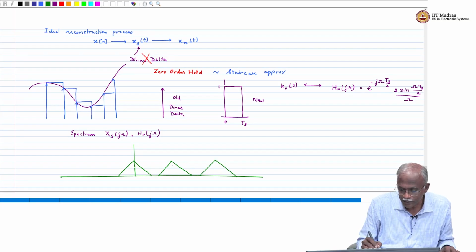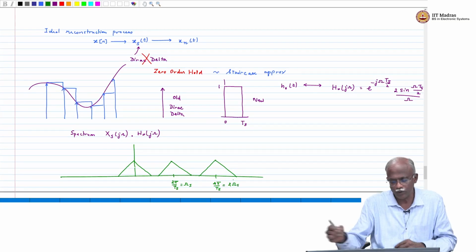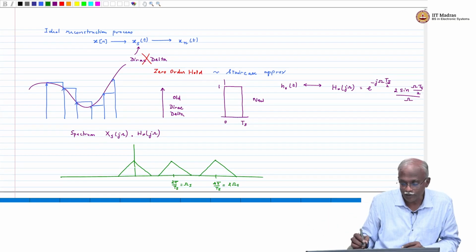Xs. Okay, where is it located? Where is this one located? This is at 2 pi over Ts. This is 4 pi over Ts and so on. Those are the multiples. So, this is equal to omega s, this is equal to 2 times omega s and so on. You can look at these other center frequencies.